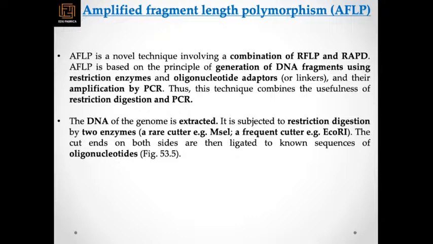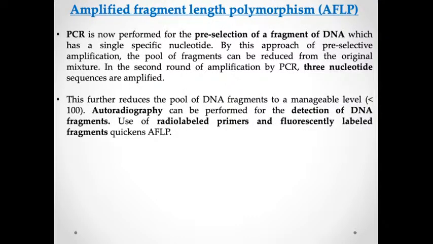So DNA of the genome is extracted in this case, restricted with enzymes, mainly two enzymes, that is MseI and a frequent cutter, that is EcoRI. The cut ends on both sides are then ligated to known sequence by the oligonucleotides. Then PCR is performed with the pre-selection of fragments of DNA which have a single specific nucleotide. So this further reduces the pool of DNA fragments to a manageable level. An autoradiography can be performed for the detection of DNA fragments. And use of radio-labeled primers and fluorescently labeled fragments is used in this AFLP.